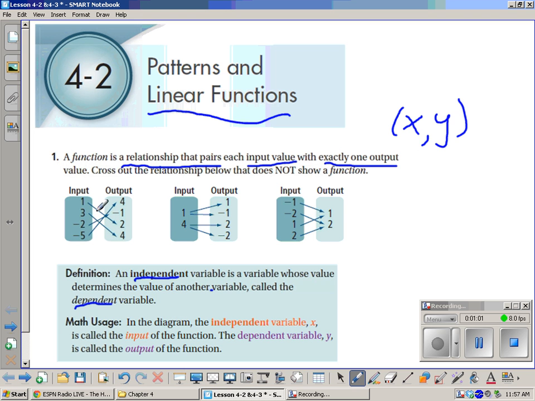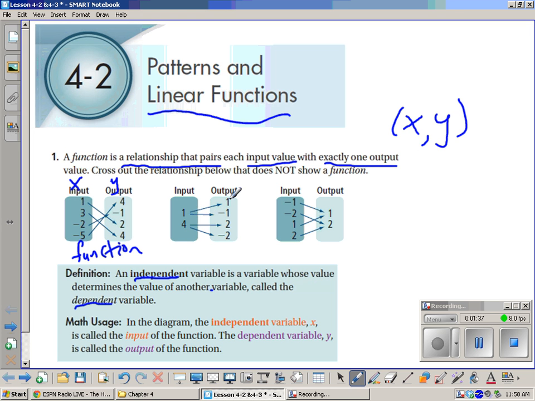So what we want to do is go through these three examples here and see if we can determine which ones are functions and which ones are not. So we're looking for input values to be assigned to exactly one output. So 1 is assigned to 2, 3 is assigned to 4, -2 is to -1, and -5 is assigned to 4. So these x values are our input, these y values are the output, and exactly one output goes to each input. So this is a function. So we'll label this one a function.